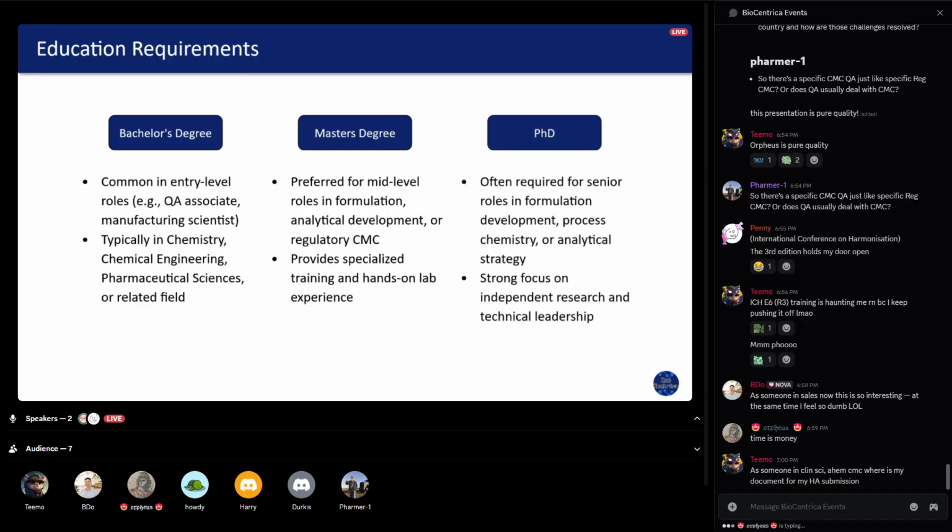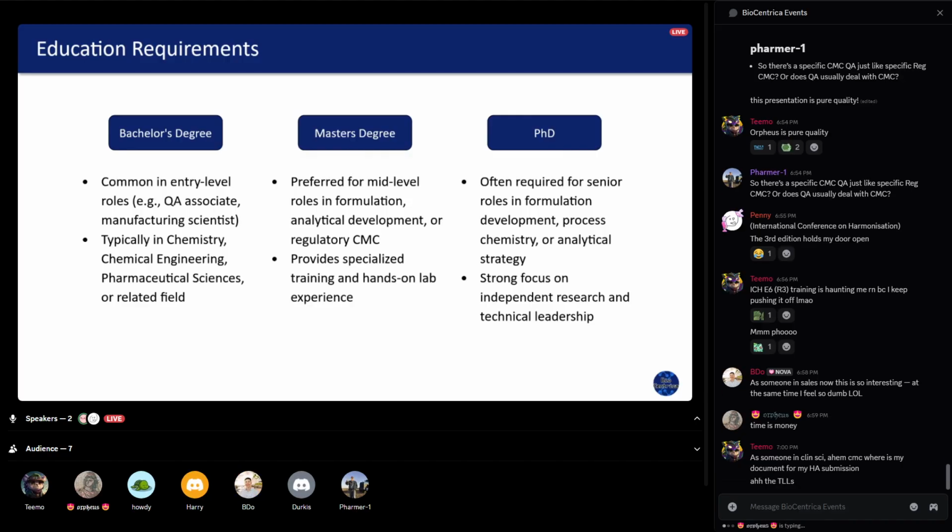And the last one is a PhD. The PhDs are by far the most people, okay, that I've personally interacted with. And you'll get more senior roles. You'll see a lot of them in formulation development. And these are going to be the thinkers, right? So why does my formulation work in this particular buffer? You have to answer the whys when you've gotten to this PhD level, okay? And this is what I mean by you need to have this independent research and leadership skills for this.